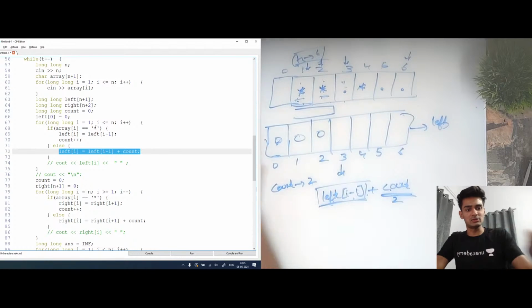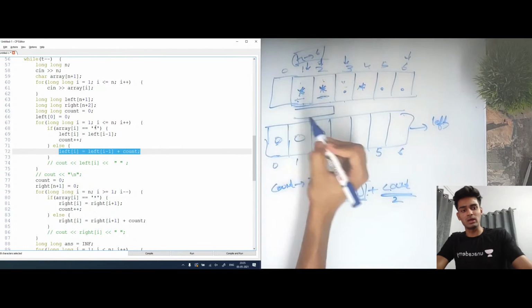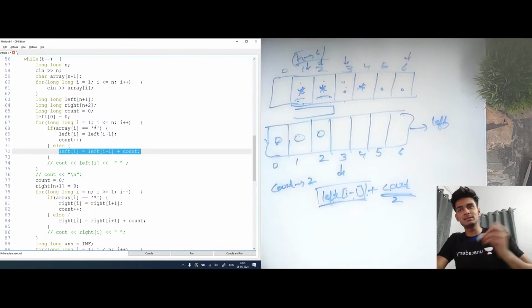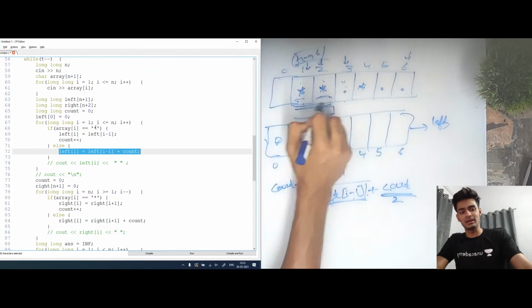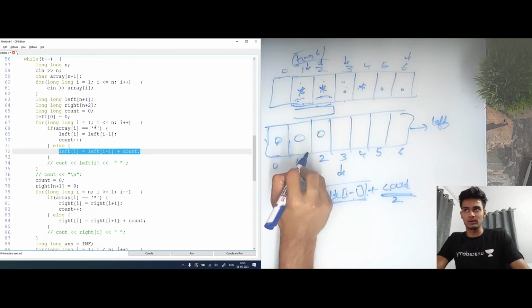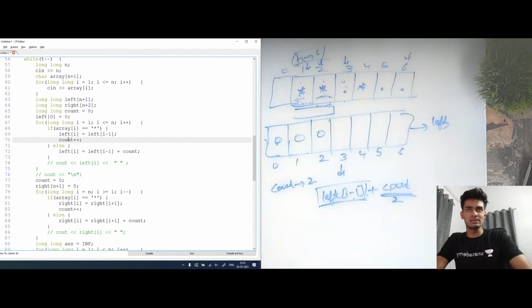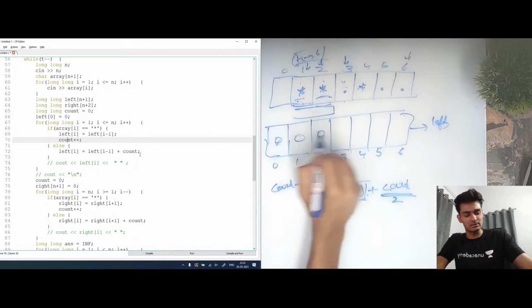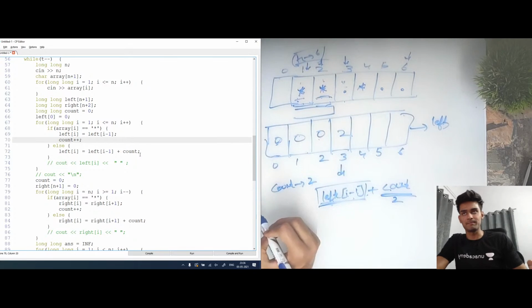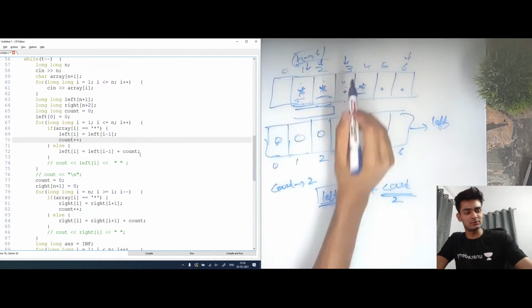And when this was a star, no sheep needs to come on this index, and we just need to arrange all the sheep before this index adjacently to the left, which we already had in left of I minus 1. That is why we had left of I equals to left of I minus 1. And if there was no sheep, then we had left of I equals to left of I minus 1 plus count. So for this 3, left of I minus 1 is 0, the count is 2, so we'll have 2 here.